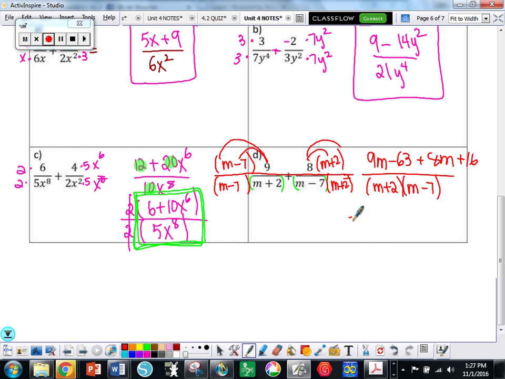So when we combine like terms, we get what? 17m minus 47, I don't know, what is it? Does somebody have a calculator? I don't. What is it? 47 all over m plus 2, m minus 7. Now you have to check it. Does anything factor out of the top? No. Do you want to multiply those together? Me neither. This is your final answer.